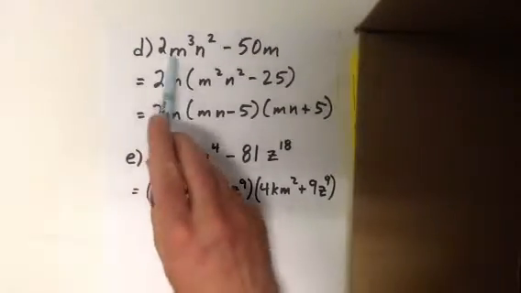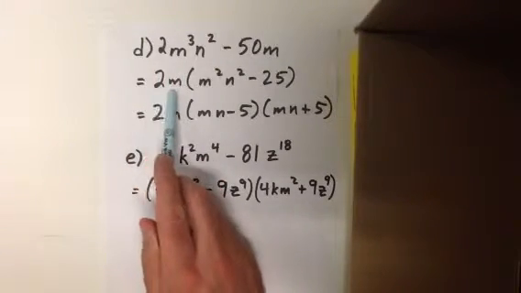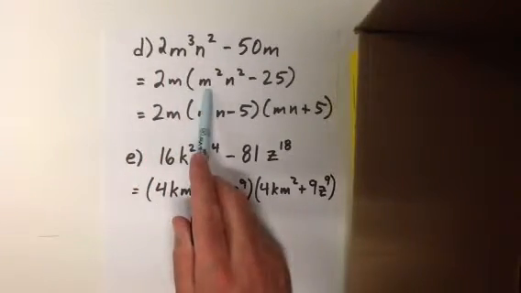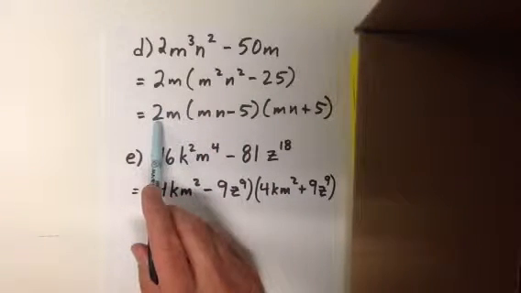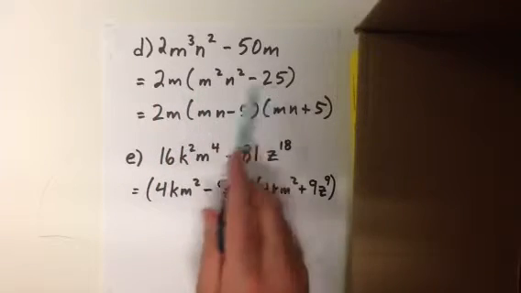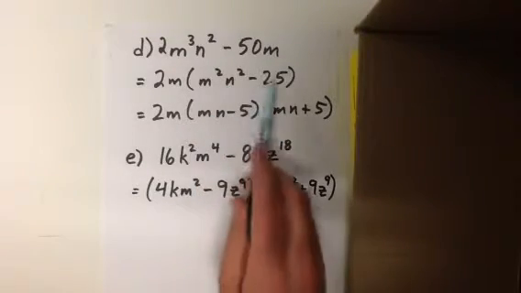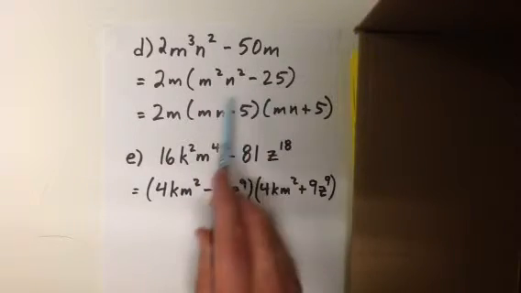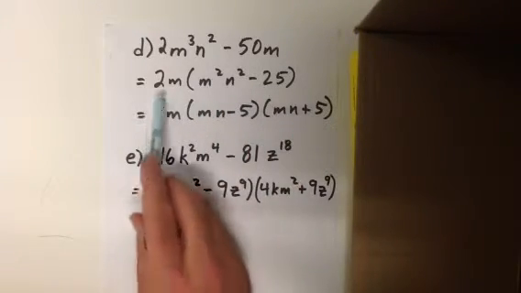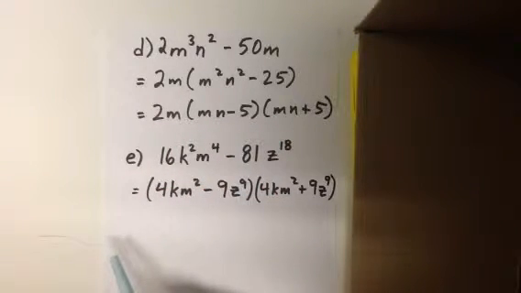Moving on, 2m cubed n squared minus 50m. Well, we can factor out 2m from both terms, leaving us with m squared n squared minus 25. Now that we've common factored out the 2m, we realize that m squared n squared is equal to mn times mn. And 25 is equal to 5 times 5. And since we have a difference of these squares, we can use difference of squares factoring. So we still have the factor of 2m, but we also have mn minus 5 and mn plus 5.